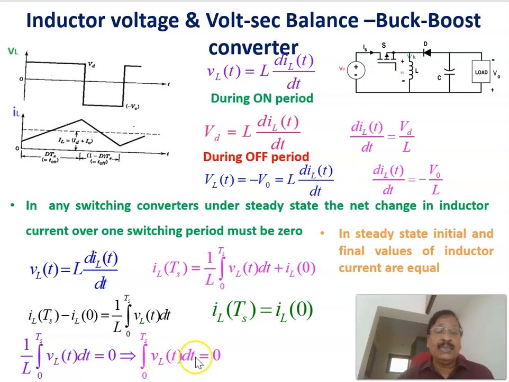That is, voltage and time, the product, is nothing but the area. Therefore, the average voltage across the inductor over one switching period should be equal to 0, meaning that the positive area should be equal to the negative area. The net area over one switching period should be equal to 0. Otherwise, as I already explained, the net flux changes, and after a few cycles the flux increases and the core gets saturated. Therefore, to avoid that, the average voltage across the inductor over one switching period should be equal to 0. This is called the volt-second balance concept, derived from the constant flux theorem.